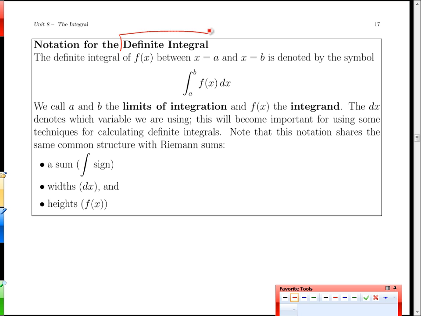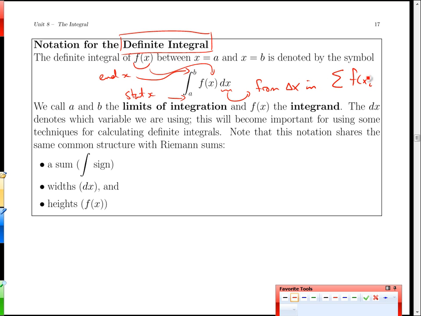So definite integral is the phrase we're using right now. And the definite integral of a function, so there's our function, between x equals a and x equals b, so this is our start x, and up there is our ending x. And the dx here is a translation from the delta x in our sum of f of xi's delta x's. Xi minus 1. Let's put the left rule in there.